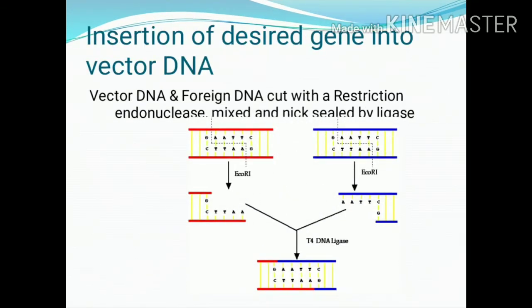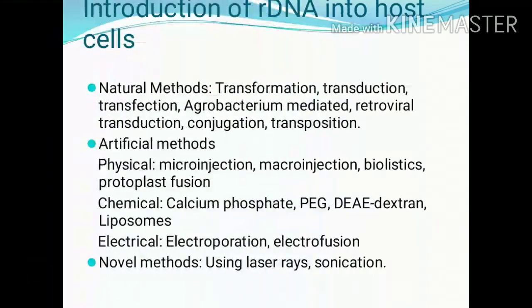The third step in the construction of the recombinant DNA is insertion of the desired gene into the vector DNA. The vector DNA and the foreign DNA are cut with restriction endonuclease. They are mixed and the nick is sealed by the enzyme DNA ligase. The fourth step is introduction of the recombinant DNA into the host cells. There are several methods available, and the natural methods include transformation, transduction, transfection, agrobacterium mediated, retroviral transduction, conjugation and transposition.